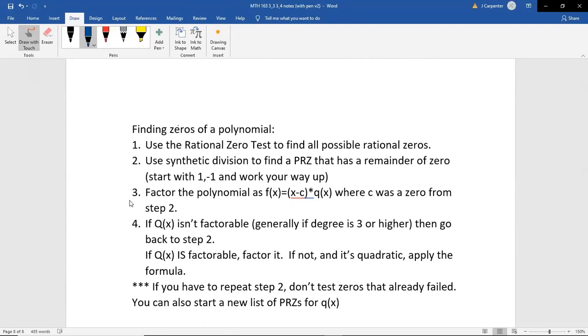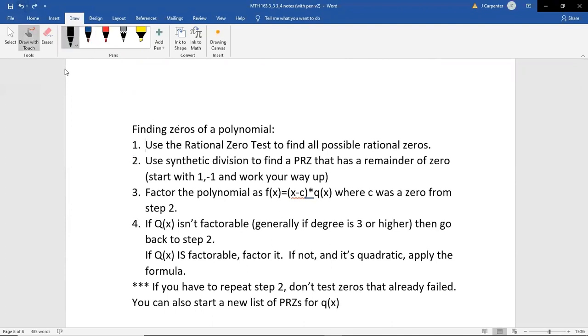So that thing we were doing, finding the possible rational zeros, is known as the rational zero test. If I didn't say that out loud, I know it was written down. So we do the rational zero test to find all possible rational zeros. That's all the factors of the constant over all the factors of the leading coefficient. That's just listing the plus or minus, and so on. So step one is what we did for the last two examples.